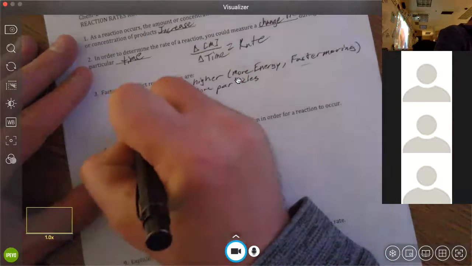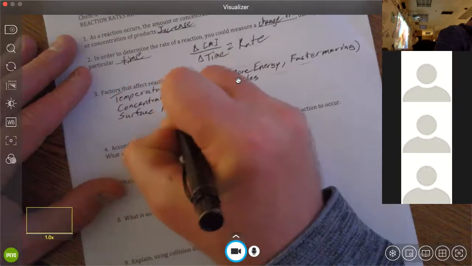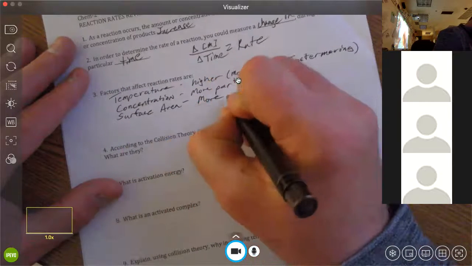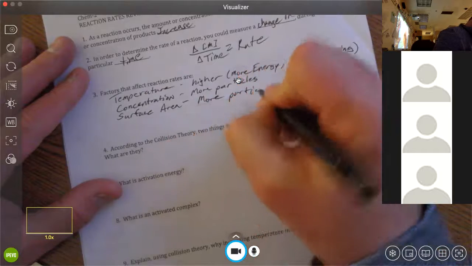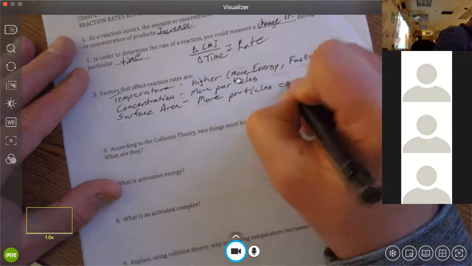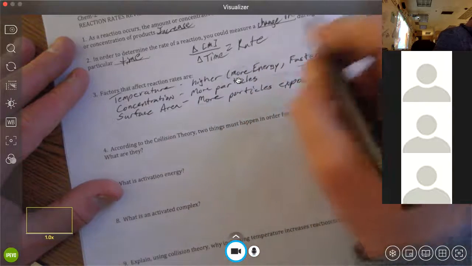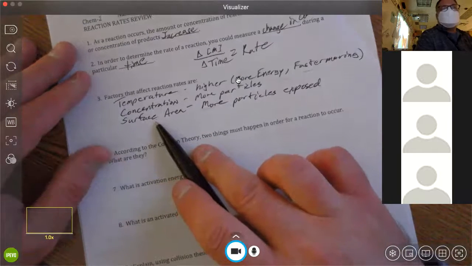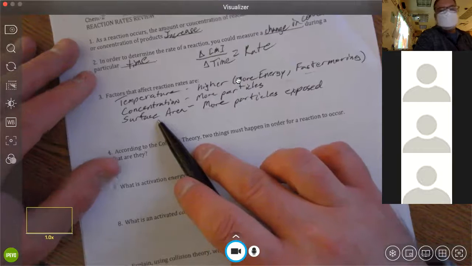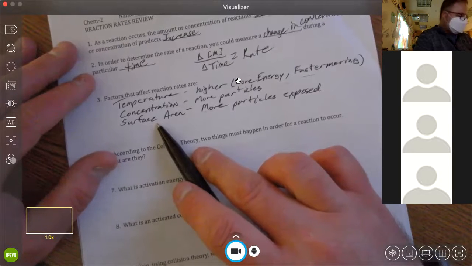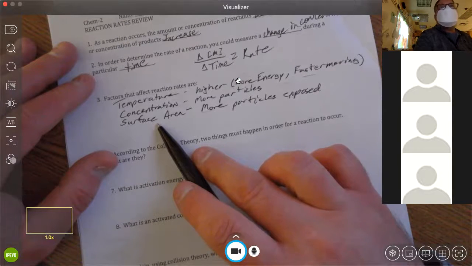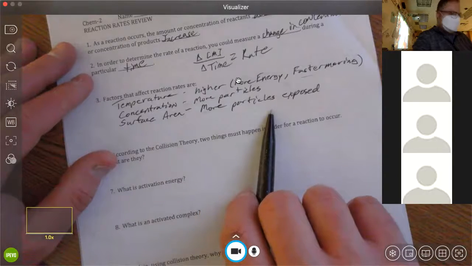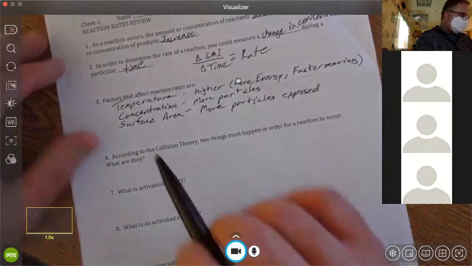Surface area. That's similar to concentration. You're going to have more particles exposed with a bigger surface area. Now, if you have a smaller surface area, for example, a big chunk of wood, it's not likely you're going to be able to catch that on fire because you don't have enough particles being exposed and easily in contact with the other chemicals required.